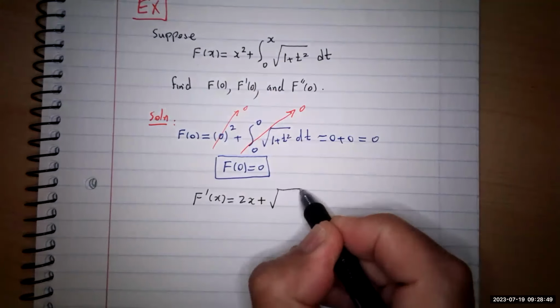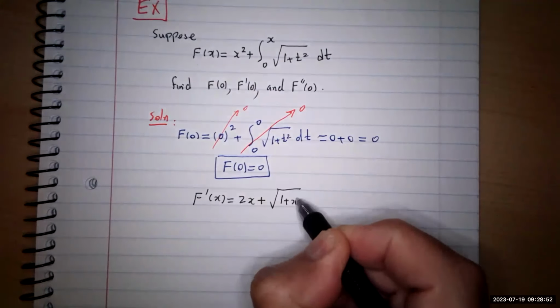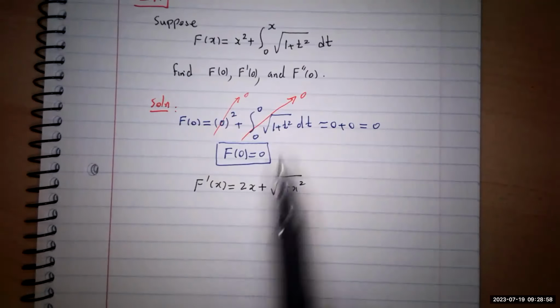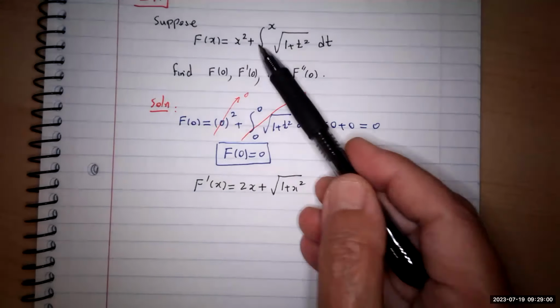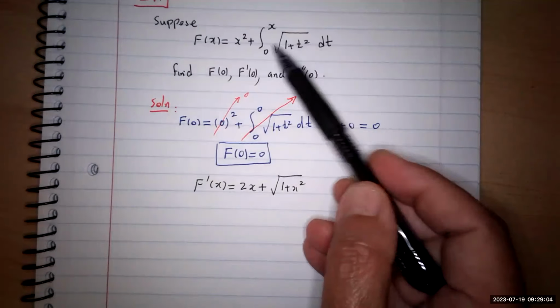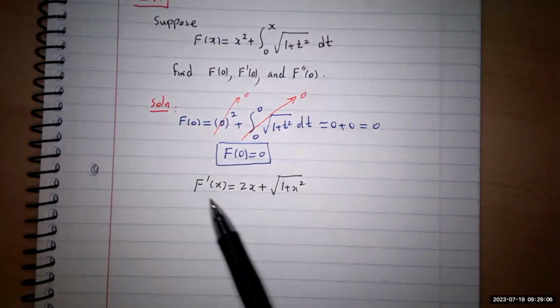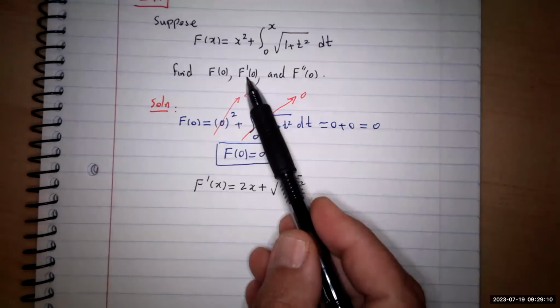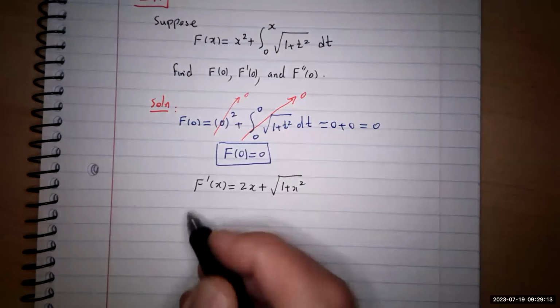So that gave you 1 plus x squared. That's your derivative. We're just using the theorem that I talked about. The derivative of x squared is 2x. The derivative of an integral is just the function because they're opposite operations. So that's f prime of x. But what do you want? F prime of 0. So replace x by 0.